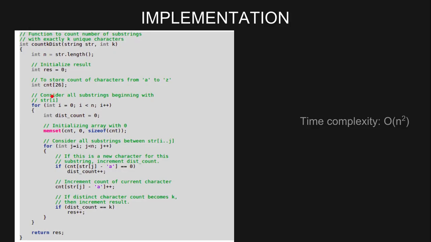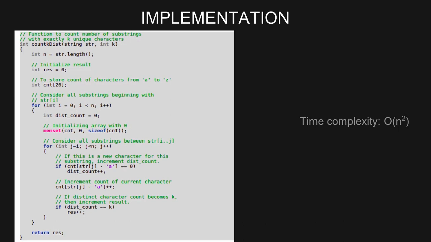Then to generate the substrings, we use two loops. In the first loop, i goes from 0 to n, and in the inner loop, j goes from i to n. Also, we set dist_count, the count of the distinct characters, as 0 and initialize our count array with 0.